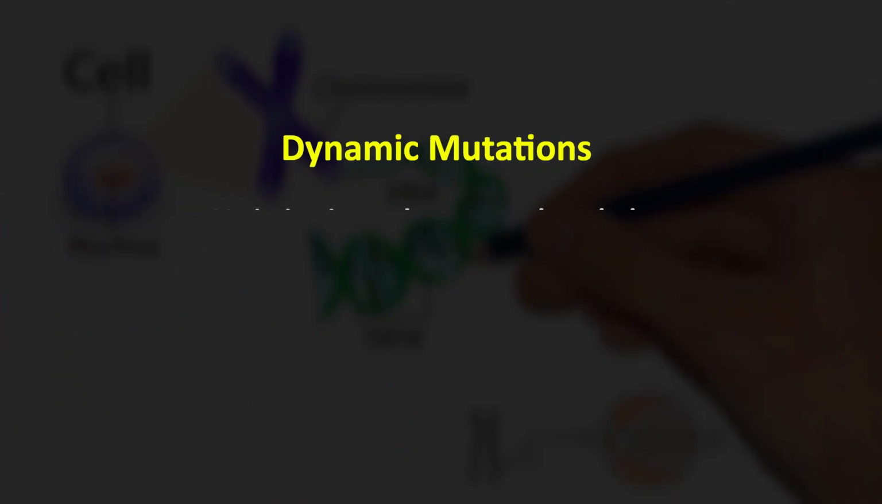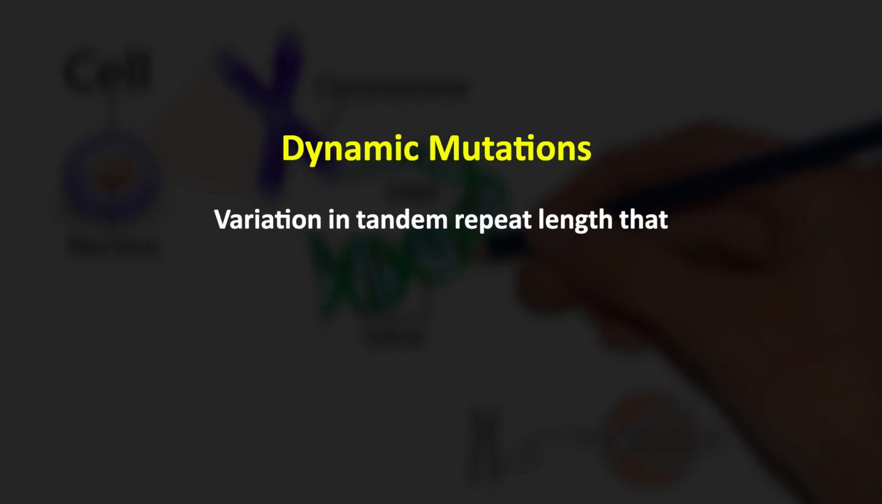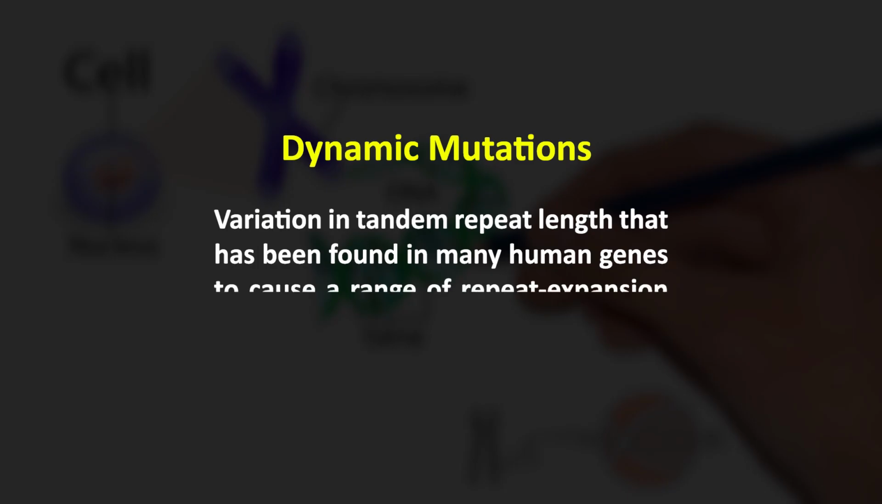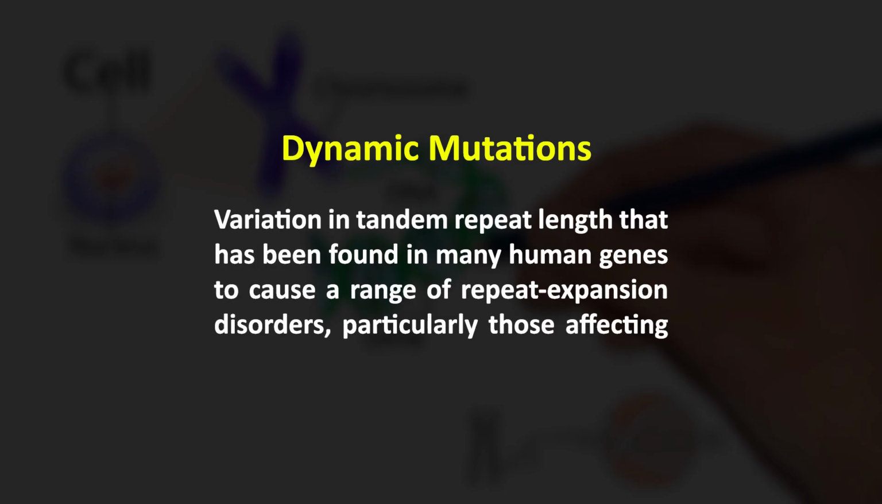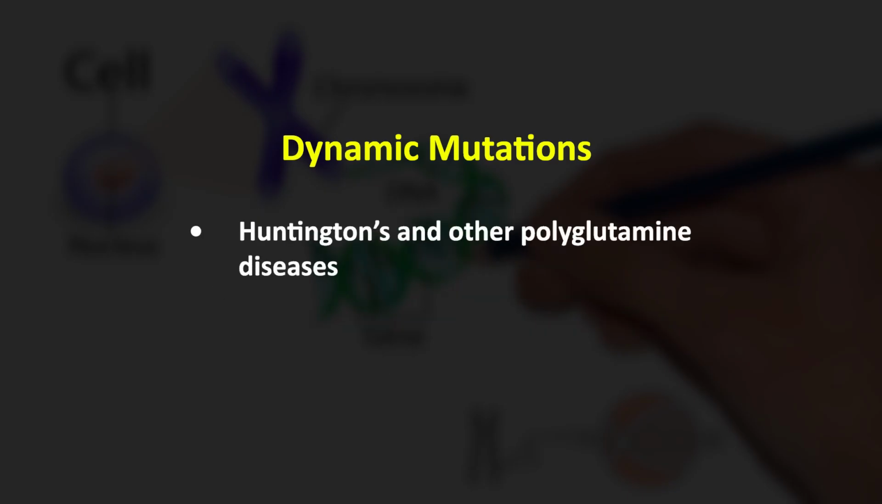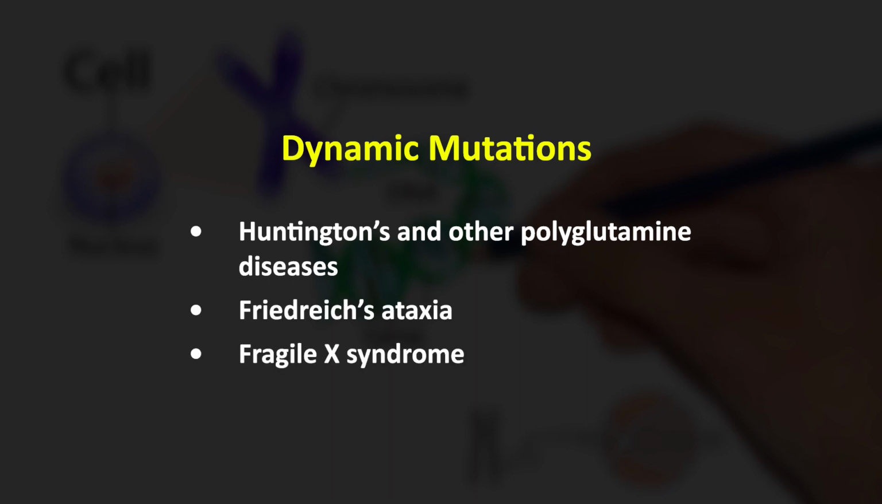The term dynamic mutation has been used to describe the variation in tandem repeat length that has been found in many human genes to cause a range of repeat expansion disorders, particularly those affecting the nervous system, including Huntington's and other polyglutamine diseases, Friedreich's ataxia, and Fragile X syndrome.